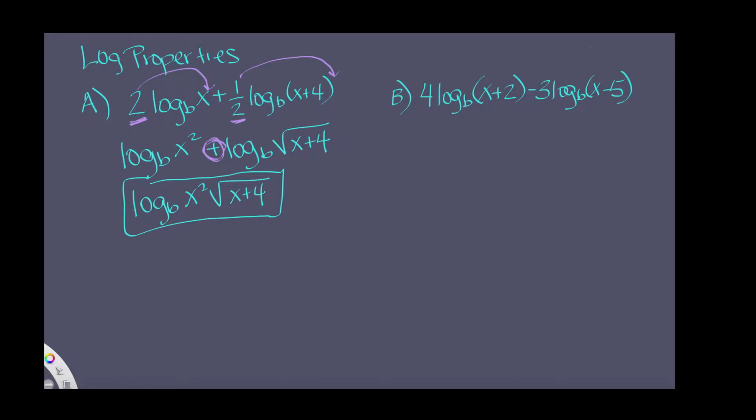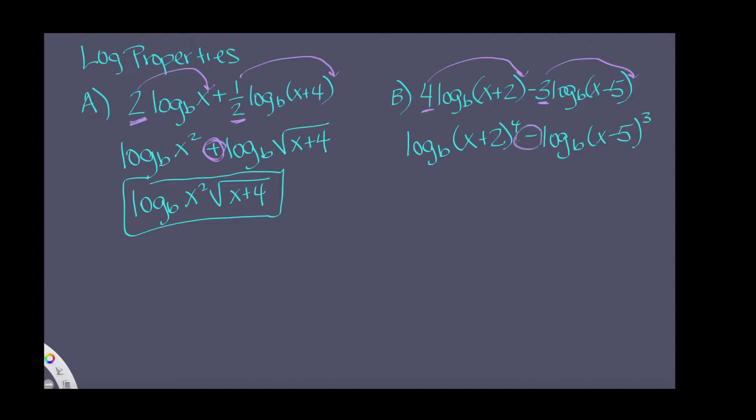All right, example B, we see our multiplication, those exponents that have swung out front when this was expanded. So we're going to swing them right back and apply them as exponents. Right, so this is going to look like the log base b of x plus 2 to the 4th power minus log base b of x minus 5 to the 3rd power.